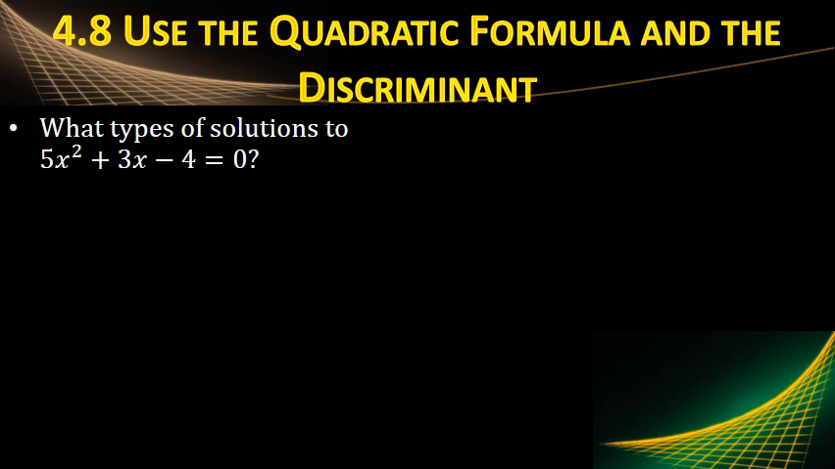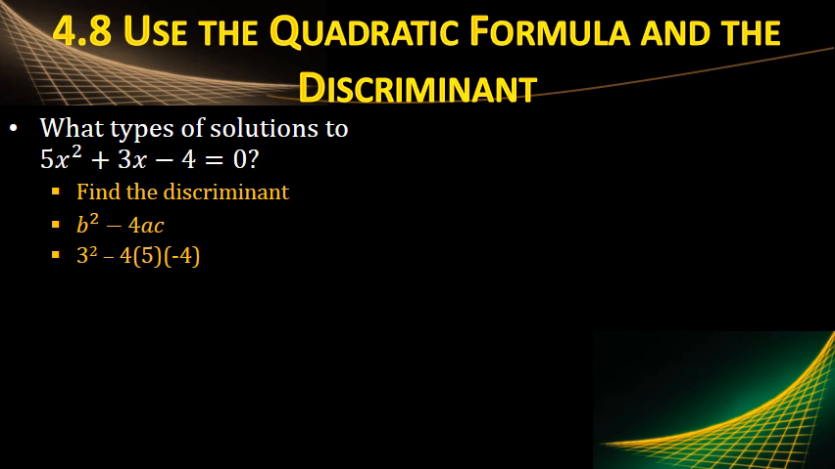So what types of solutions do we have here? Since it's asking for the types of solutions, we'll find the discriminant. Remember, that was b squared minus 4ac, the part under the square root in the quadratic formula. b is 3, a is 5, c is negative 4. Fill those in. And you get 89. 89 is larger than 0. Since it's greater than 0, it's positive, we'll have 2 distinct real solutions, or real roots.